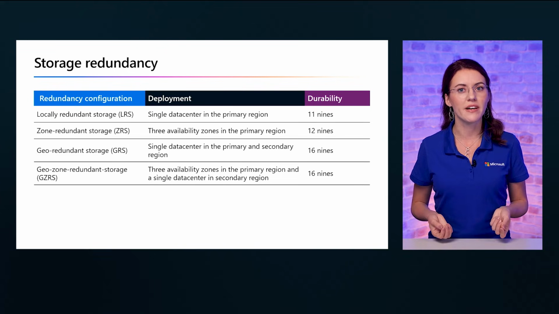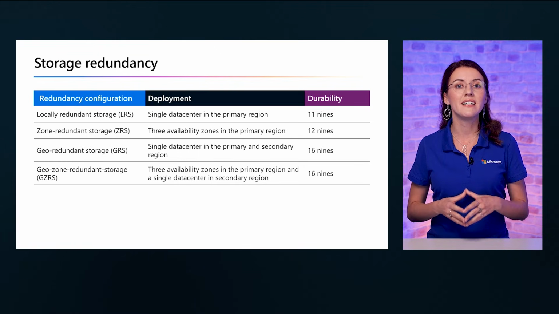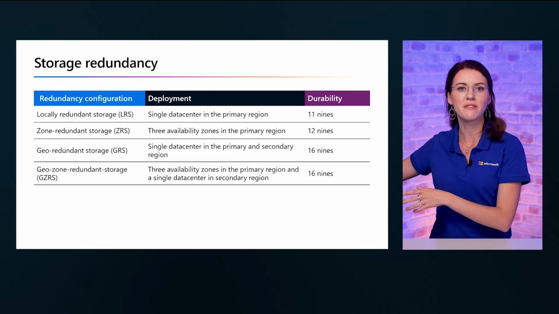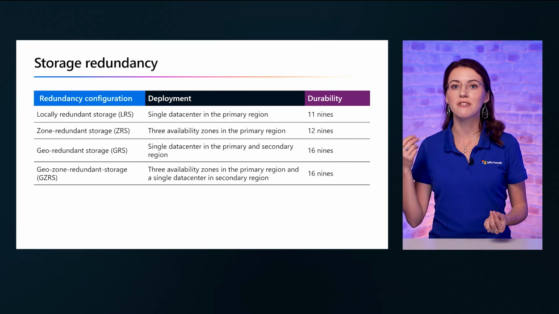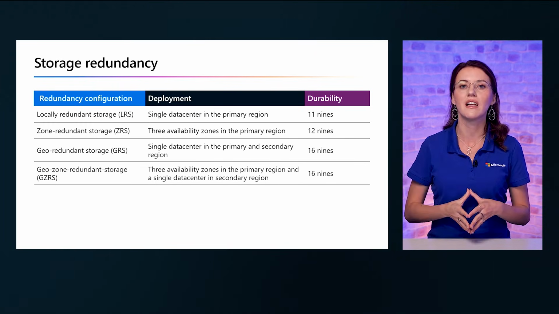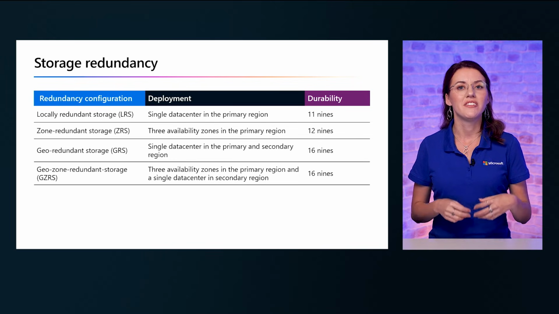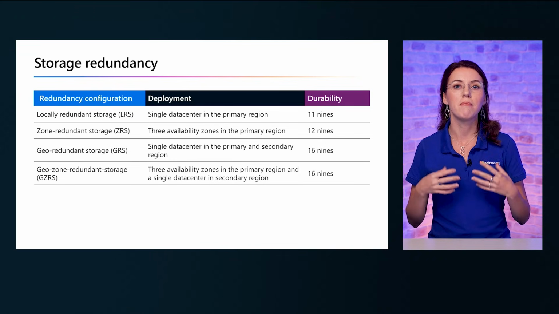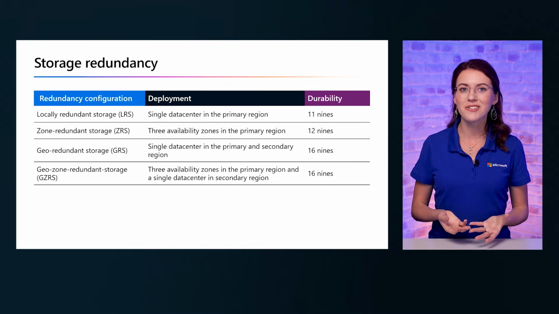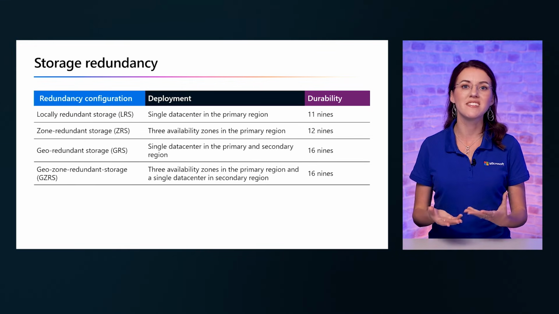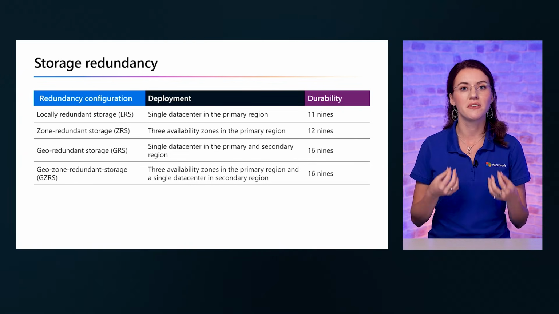If you need even more protection, Azure offers geo-redundant options. GRS copies your data to a second region hundreds of kilometers away, while GZRS combines zone redundancy with geo-replication for the highest level of reliability and disaster recovery. Microsoft recommends GZRS for apps that demand maximum consistency, resiliency, and performance. So when choosing redundancy, think about your balance between cost and availability and pick the option that fits your scenario best.